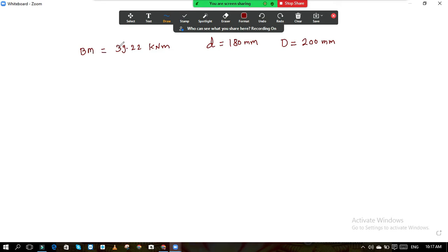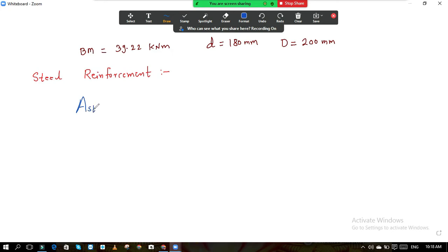Okay. So now with this data, we have finished with the check for the depth. I hope you have gone through all the things which I have taught you in the last lecture. Now moving further, the next point is steel reinforcement. For the steel reinforcement, we know the formula.